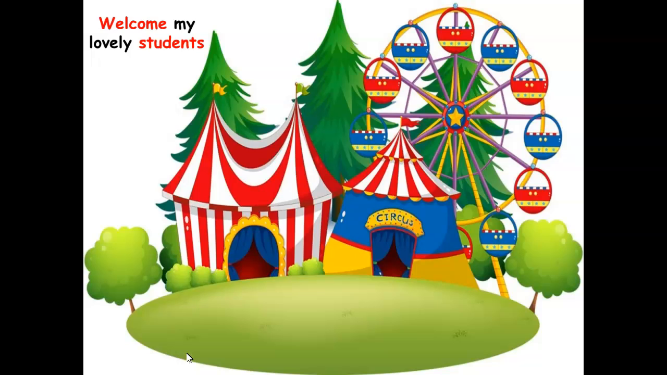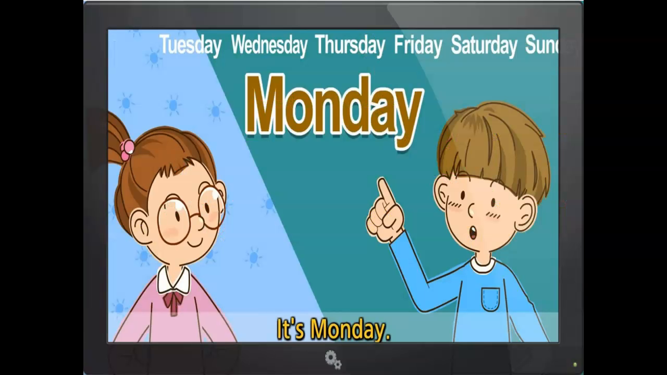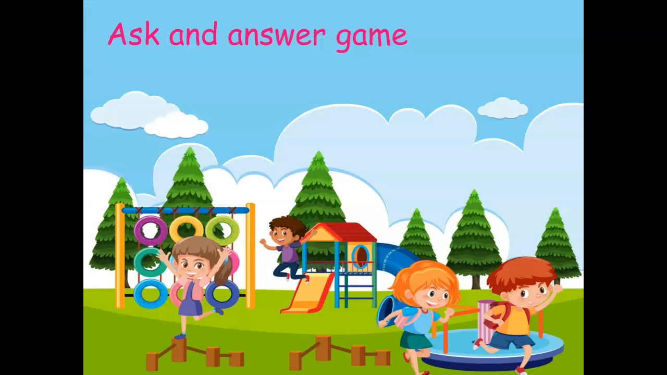Okay, my beautiful students, today we will take Unit 3, Lesson 4 in our book, Better English. First of all, I will tell you what the day and the date are. Today is Monday, and the spelling of the word Monday is M-O-N-D-A-Y. The date is 27 to 1443 after Hijrah.